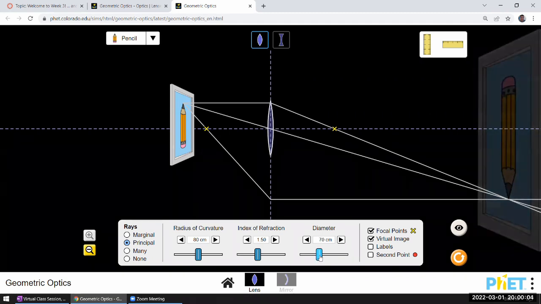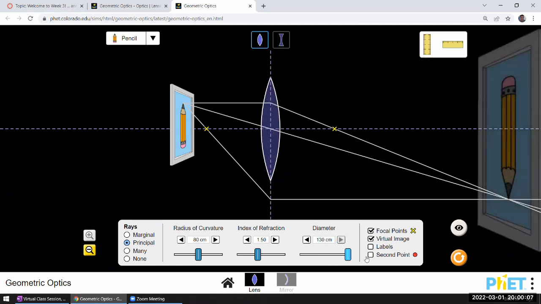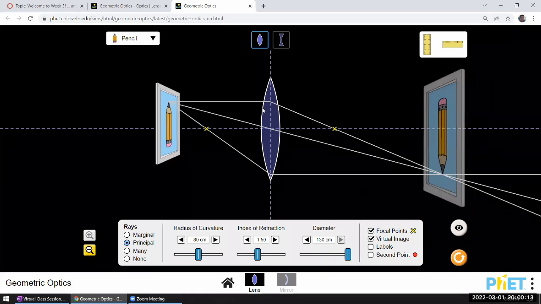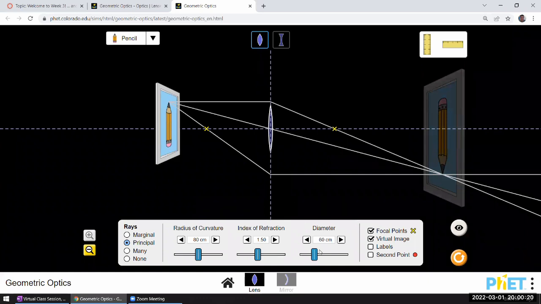Depending on the size of the lens, the principal ray may be hitting the lens, or it might not. Either way, what the principal ray tells you doesn't change. You can see it here. As I change the diameter, the location of the image doesn't change.